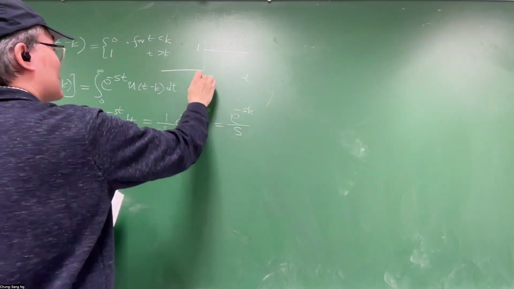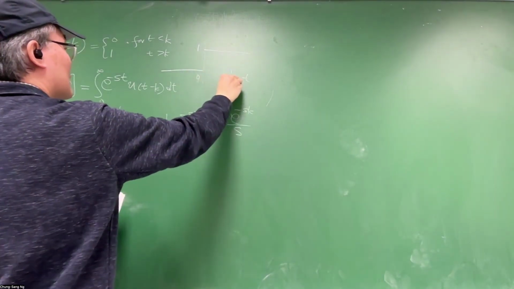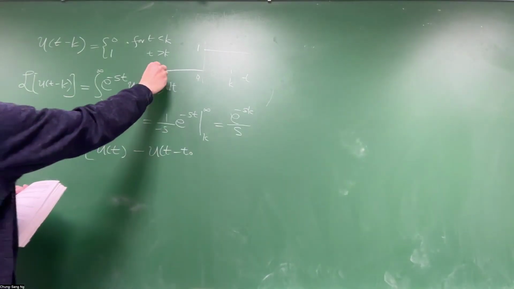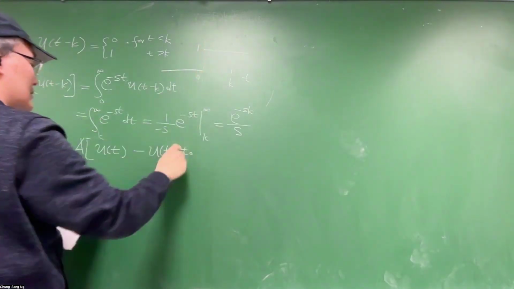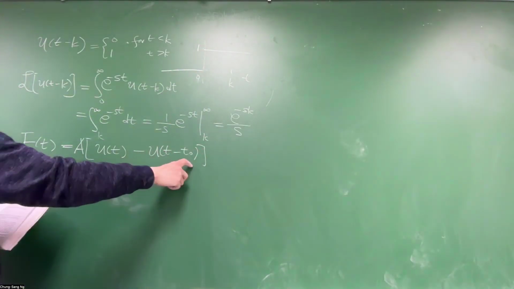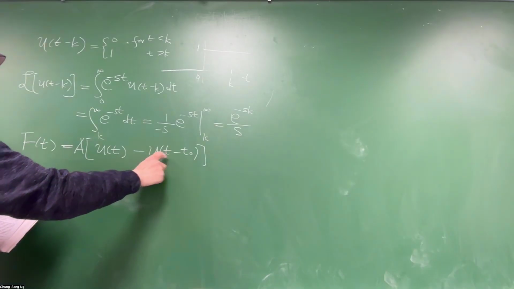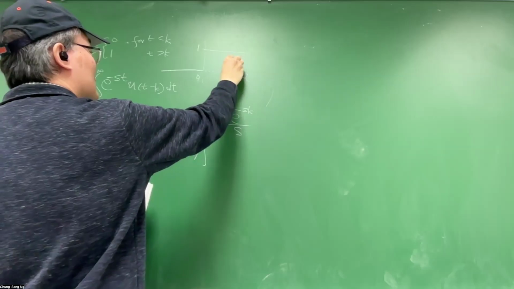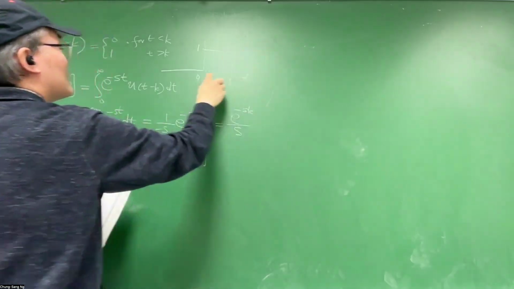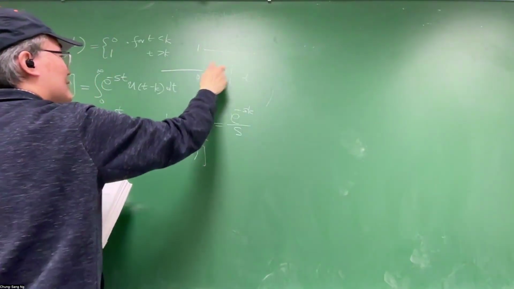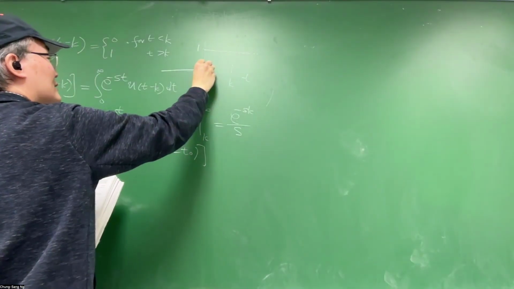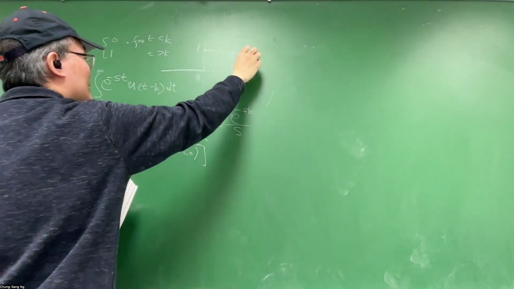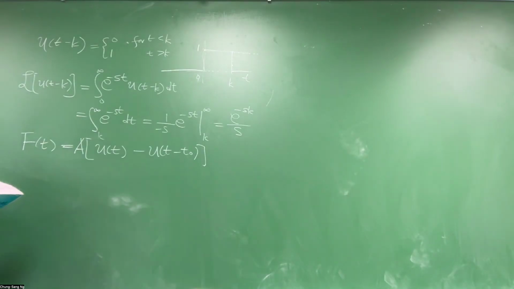This is like, if this is 0, this is k. So this one will give you a jump to 1. But then you subtract by another step function that starts at k. You subtract this one. With this one, subtract this one, you get your head, right? The head function.